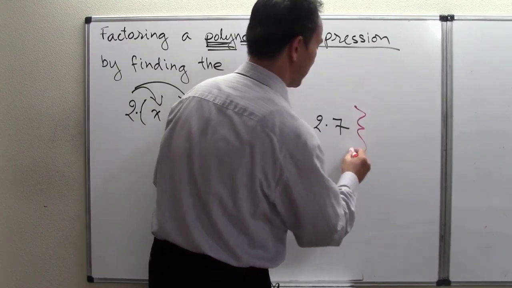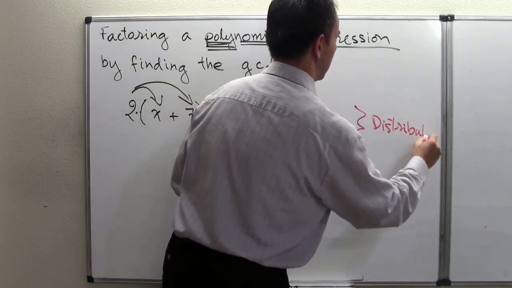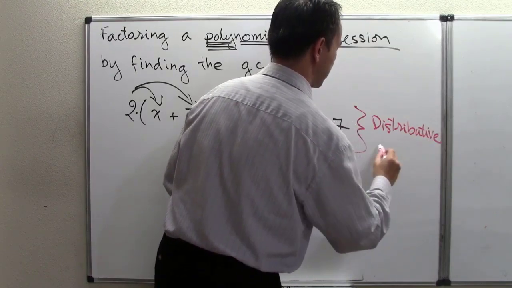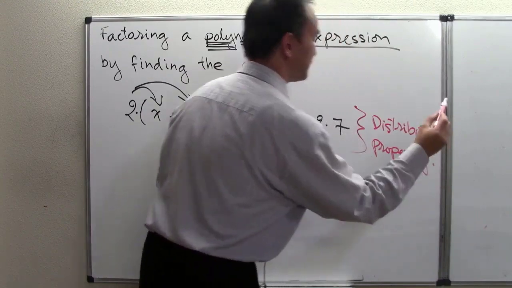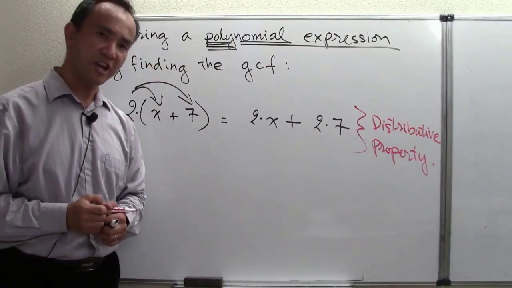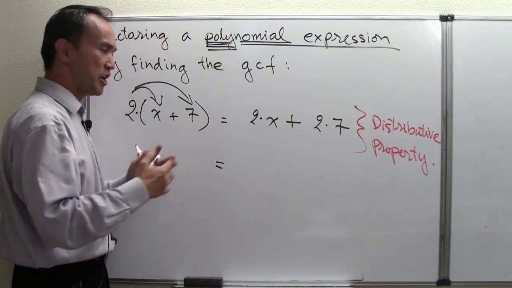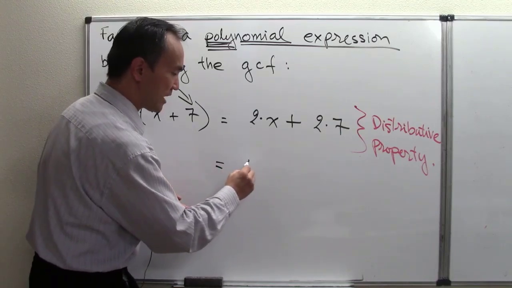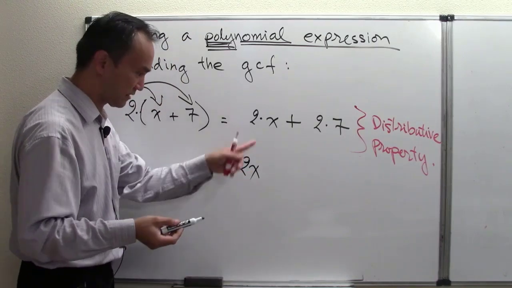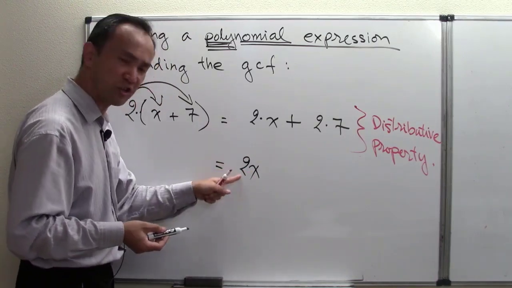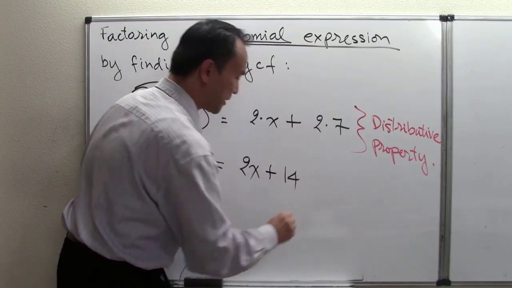The work I've just done is called the distributive law, or the distributive property, for multiplication. Algebraically, 2 times x can be rewritten as 2x, and you should be fluent with how we write an algebraic expression like that. And then 2 times 7 is 14, so plus 14.